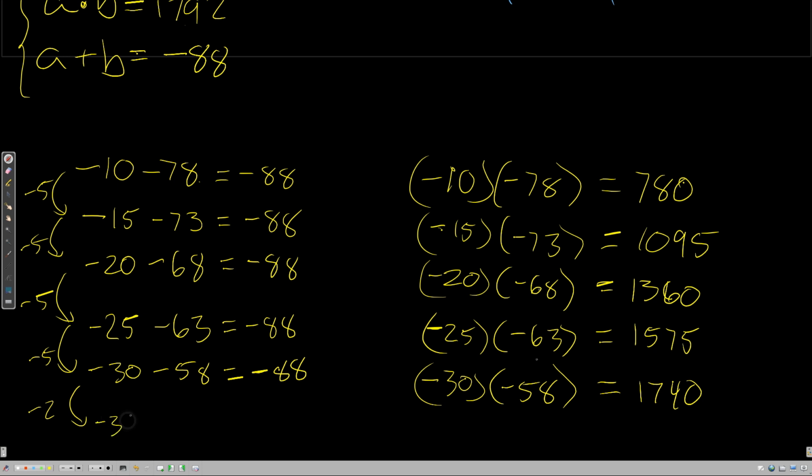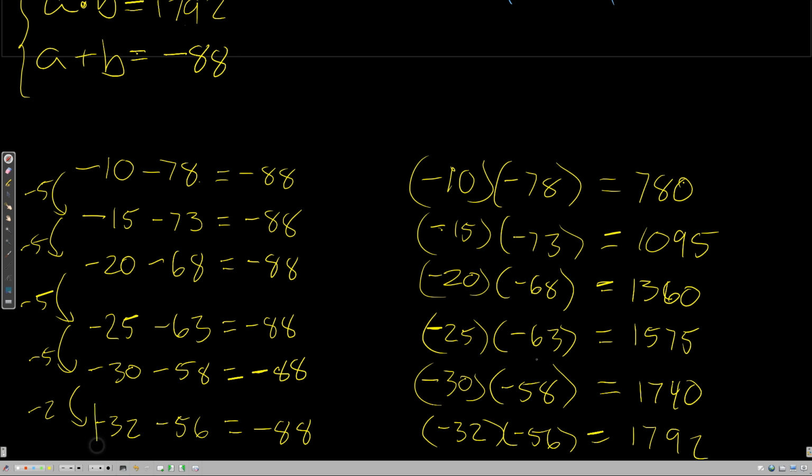So minus 32, and then minus 58 plus 2, that's minus 56. You're always wanting to make sure this adds up to minus 88, because if you messed up there, it won't matter what the product is, because it has to equal minus 88. So minus 32 times minus 56. Let's see. Bingo. 1792.